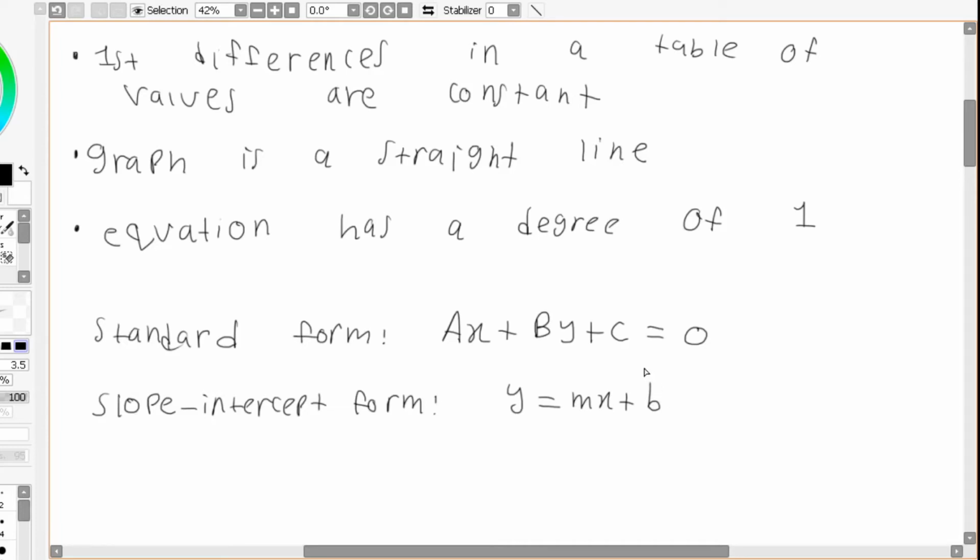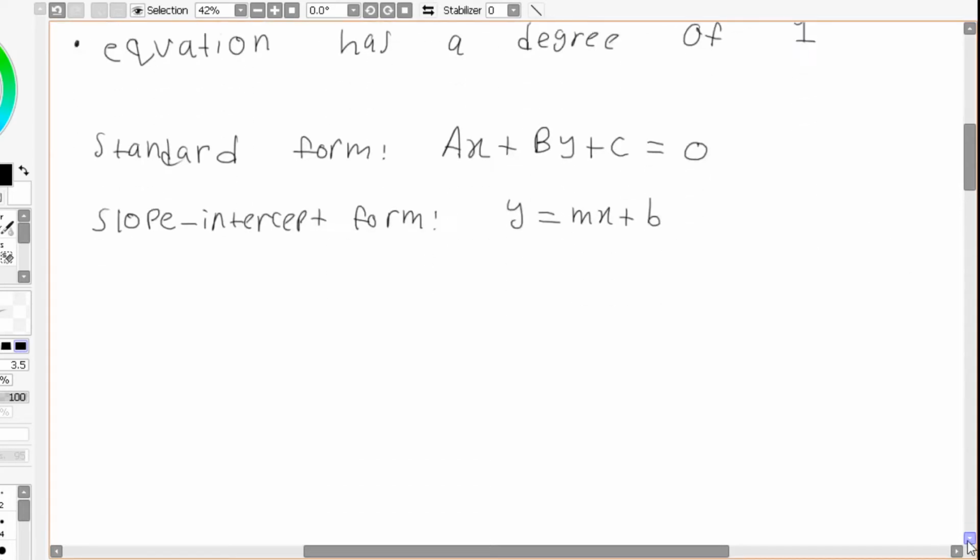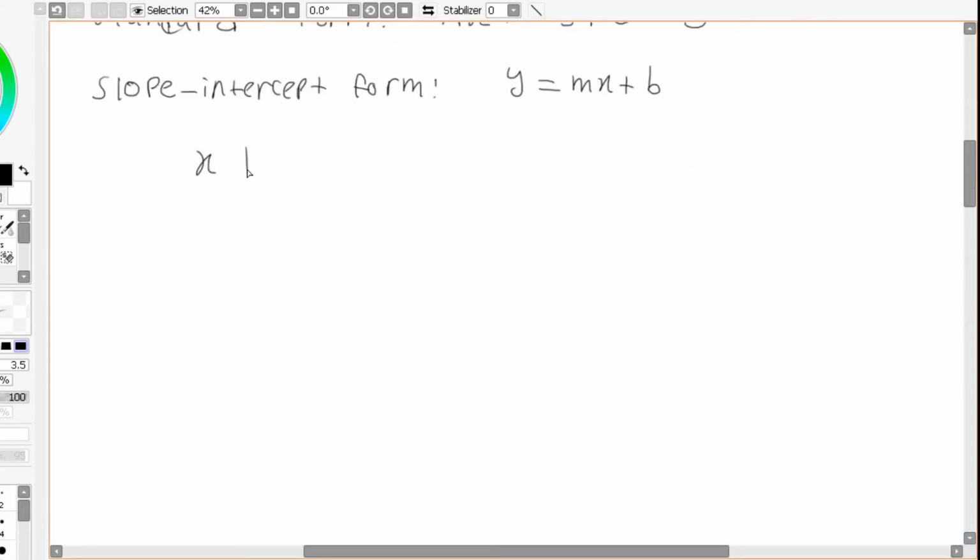So let's recall what all these characteristics really mean. The first differences are constant means that when we make a table for the x and y values, let's see how it would look. Our x is the independent variable, and y is the dependent. If we fill in some values, the output for y can be just arbitrary, so I am writing it like this.